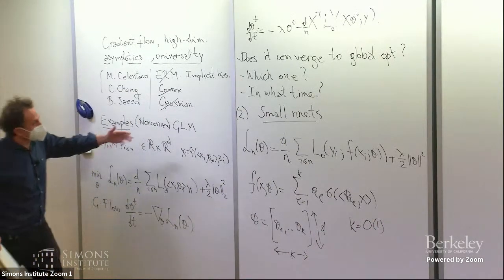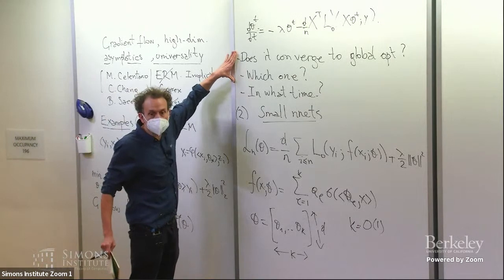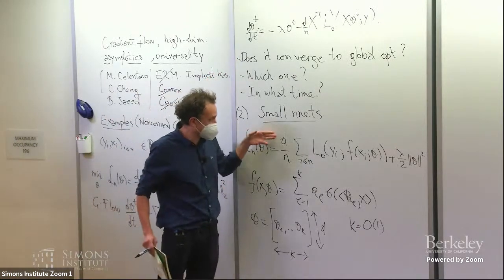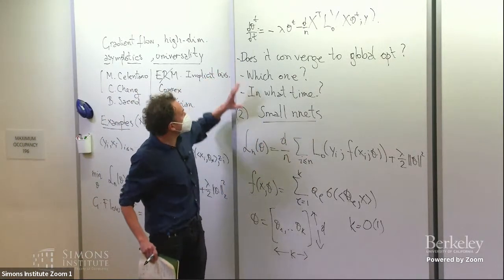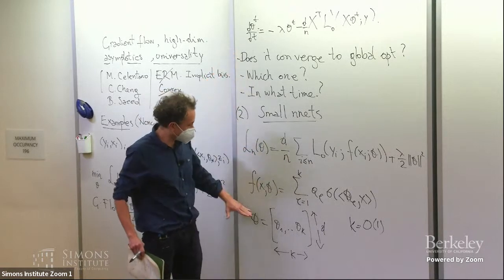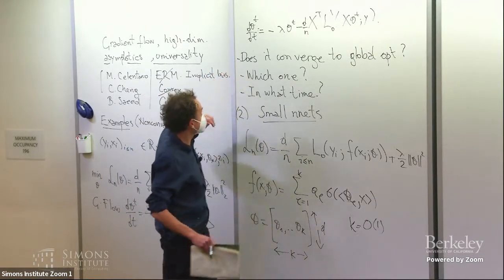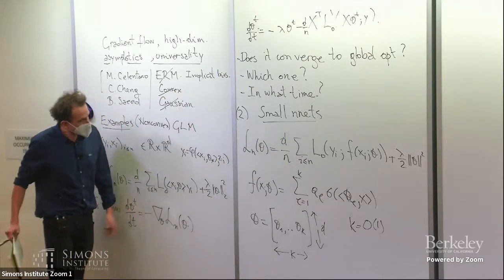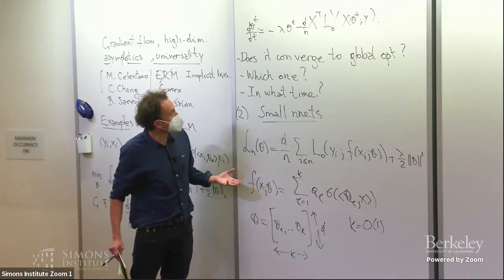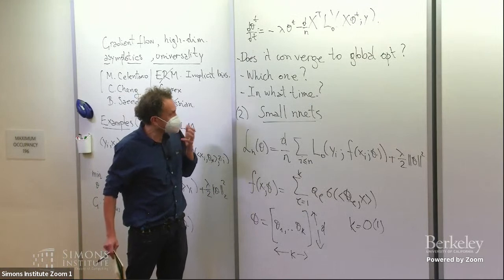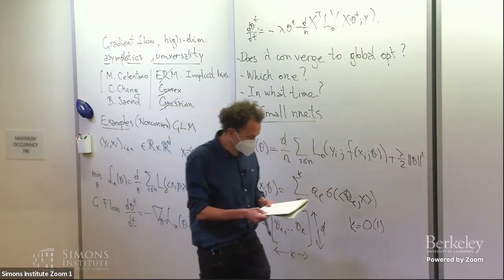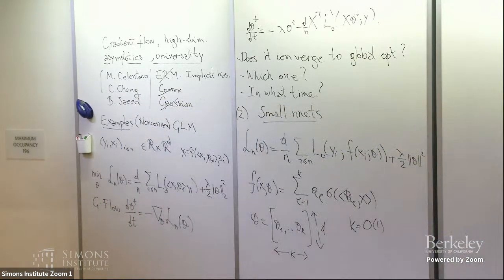Here, of course, we might want to understand the same questions given a certain d and n and random data. Does this gradient flow converge? Gradient flow is defined in the same way as here. Does gradient flow converge to the global optimum? Which one, and in what time? Sharp answers to these questions are not known even in very simple examples.